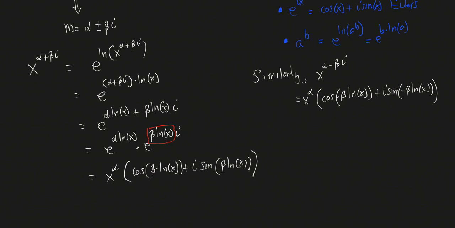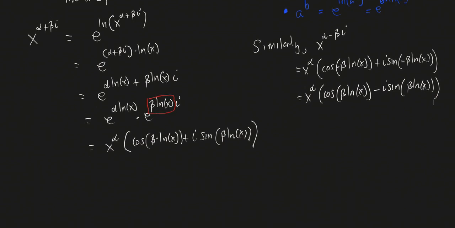But again, remember, cosine and sine are even and odd functions respectively. Because cosine is even, this negative here can be ignored, right? It has no effect on the value of the cosine function. So that simplifies to cosine of beta natural log of x. And then because sine is an odd function, that negative can be factored out and makes that plus sign a minus, and then we're left with i sine of beta ln of x. So that would be essentially the other function.